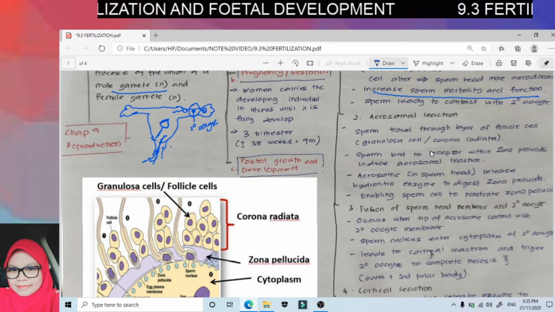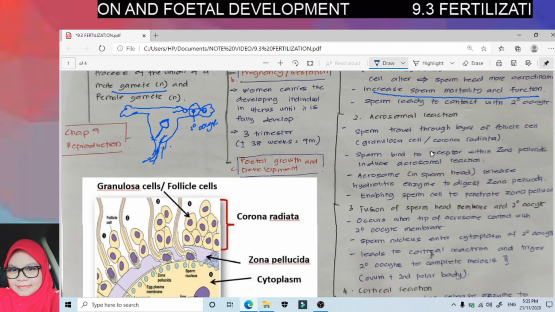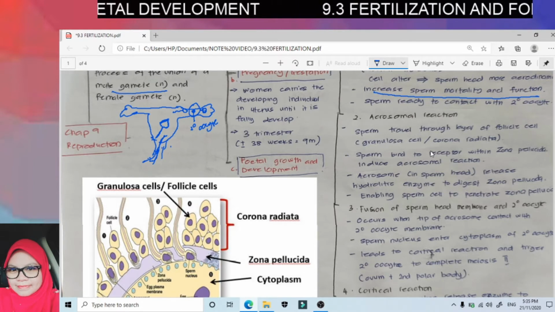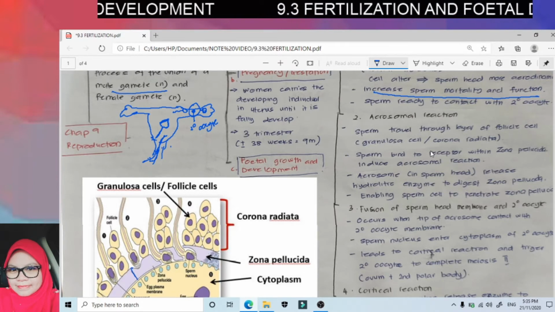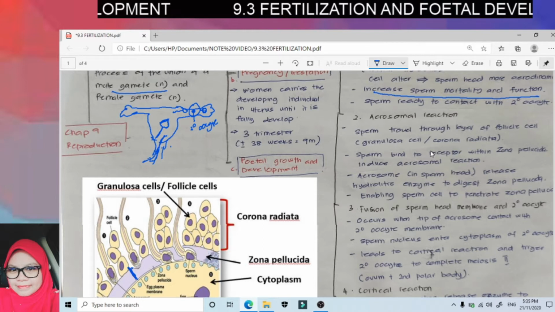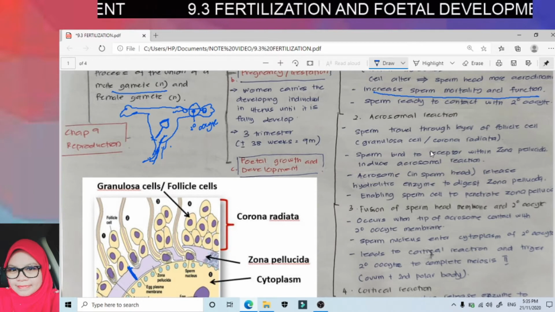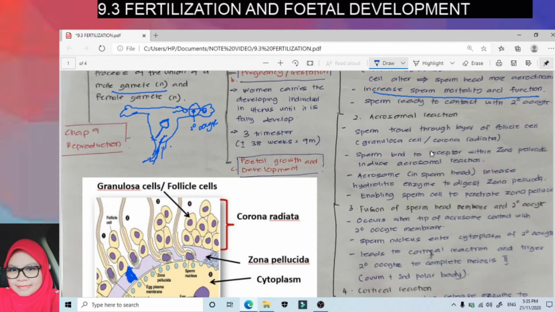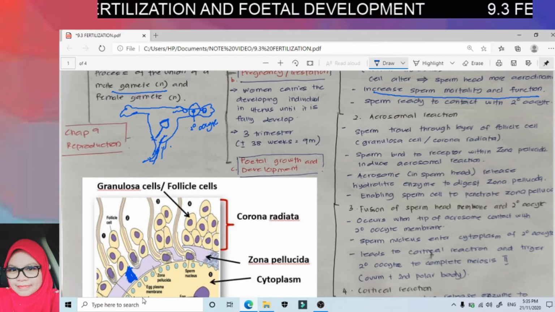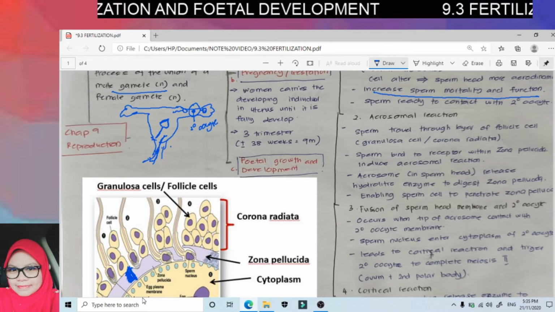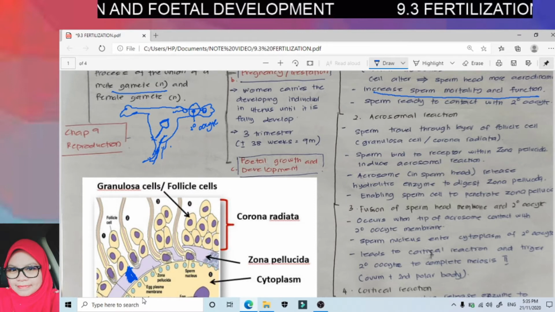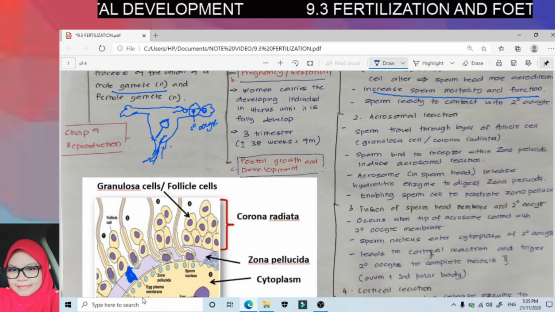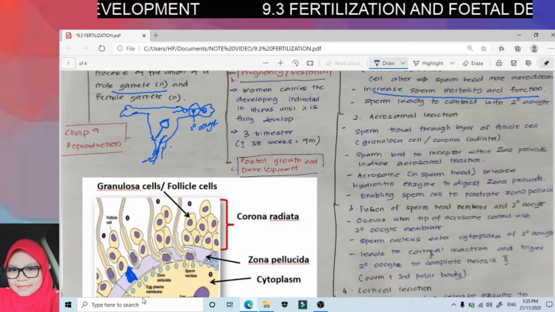When the sperm is able to pass through the granulosa cell, it will reach the second layer. This second layer is a jelly coat layer called Zona Pellucida. The sperm will bind with the receptor within the Zona Pellucida and induce the acrosomal reaction.